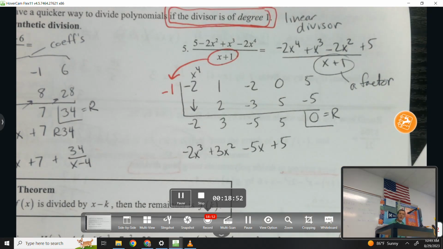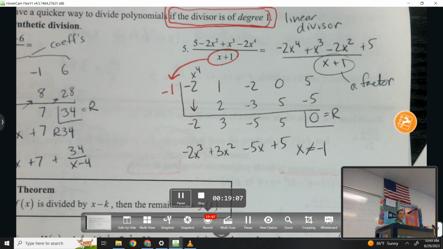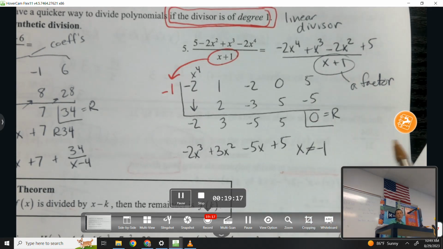And think back to the very beginning. If x plus 1 was a factor, that means we sort of canceled the x plus 1s. So I need to be careful about what's going on at x equals negative 1. In fact, I need to say x can't be negative 1. Even though it looks fine here, in the original we'd be dividing by 0, and we can't do that. There's a hole at negative 1.